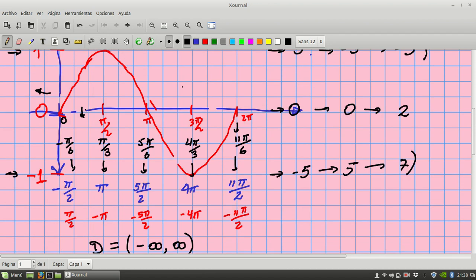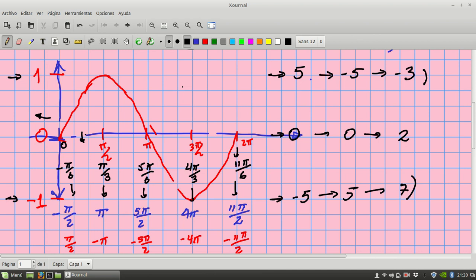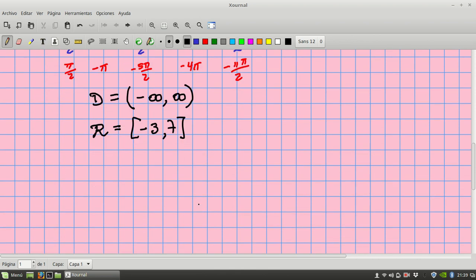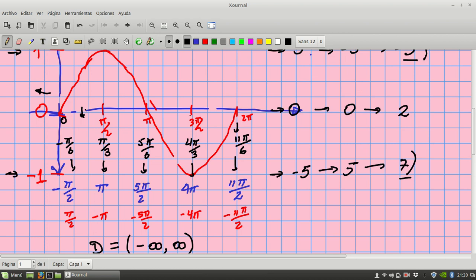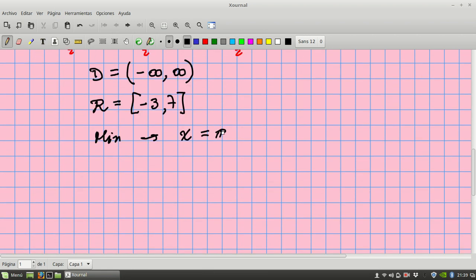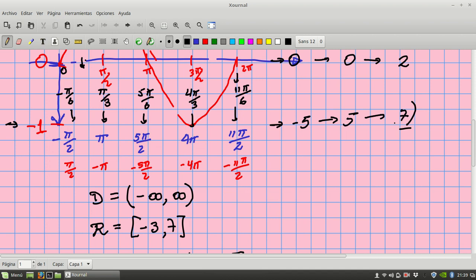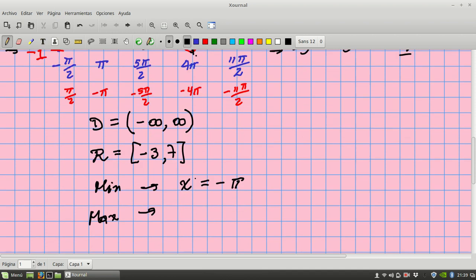Okay? And notice that I can know the position of the maximum and the minimum points. Look at that, the minimum point is at negative 3, the maximum point is at 7, and I can know what is the x that gets you the minimum and the maximum. Okay, so the first minimum point will be at x equals negative pi, and the maximum point, that is 7, is at negative 4 pi.